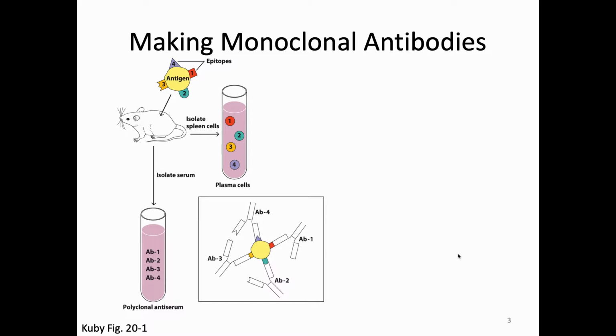If we isolate the spleen cells from our mouse, we can find a B cell that makes antibody number 1 against epitope number 1. We can find a B cell that makes antibody number 2 against epitope number 2. We can find B cell number 3. We can find B cell number 4. And so you can see those B cells in the test tube.